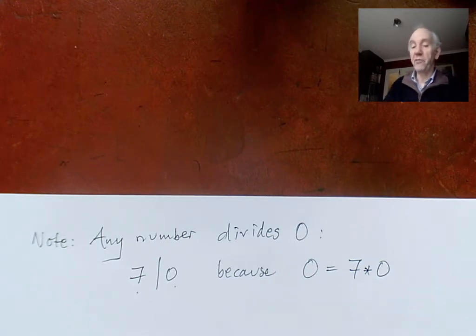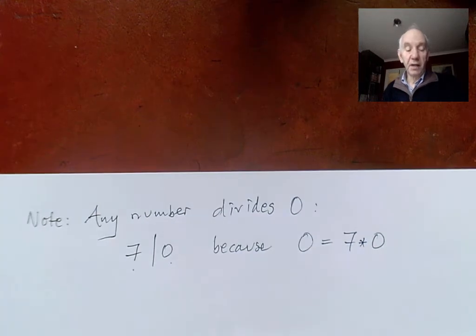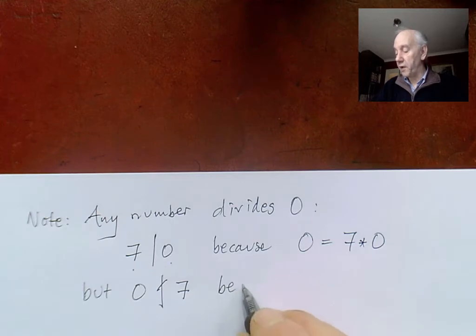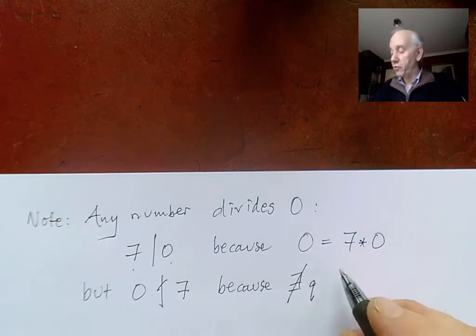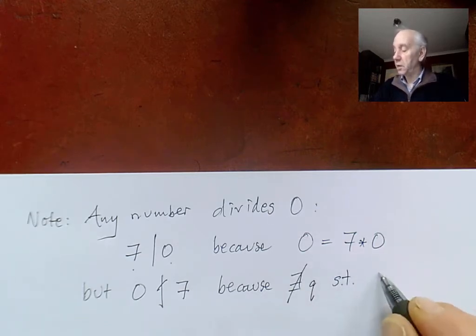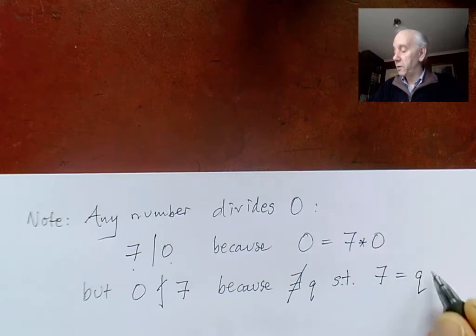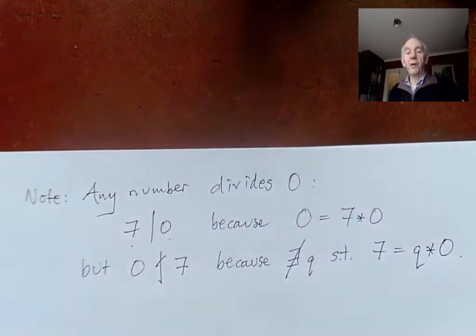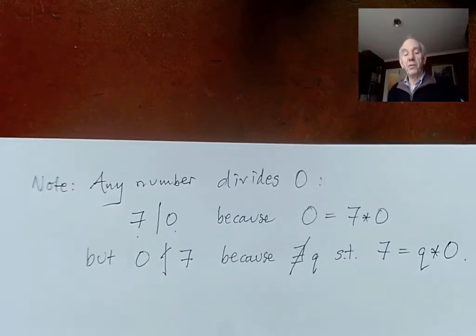I put q on the left before, it doesn't matter, but anyway. So any number divides 0, but, of course, 0 does not divide a non-zero number because I can't write, because, if you like, there does not exist q, an integer, such that 7 is equal to q times 0. So just remember that any number does divide 0.